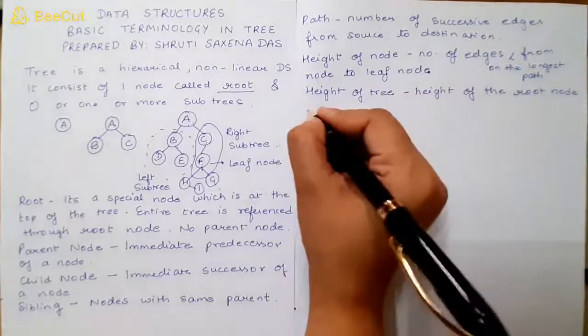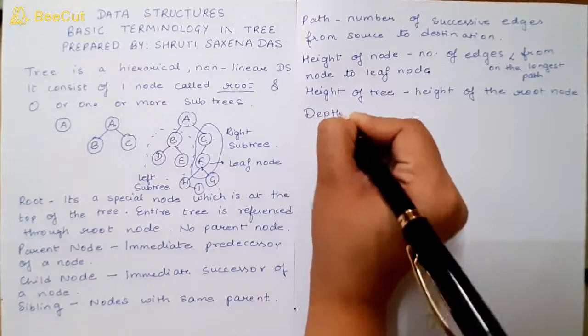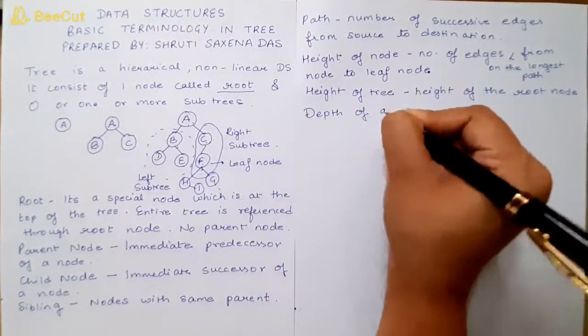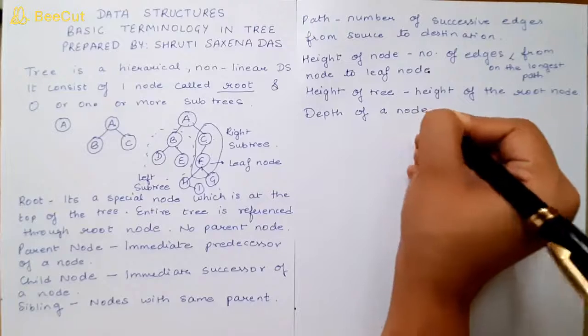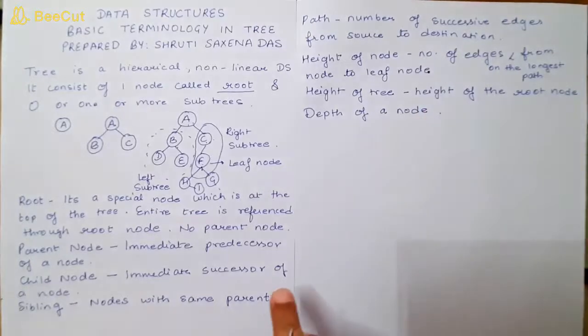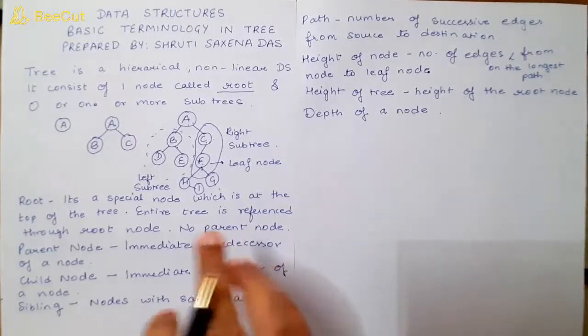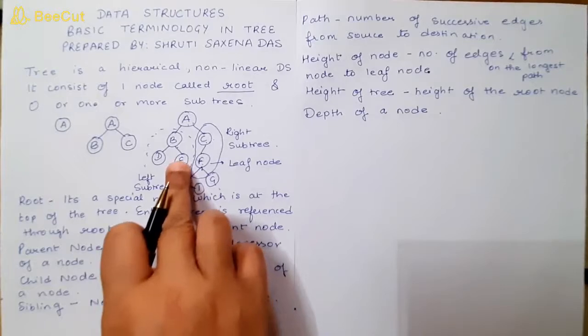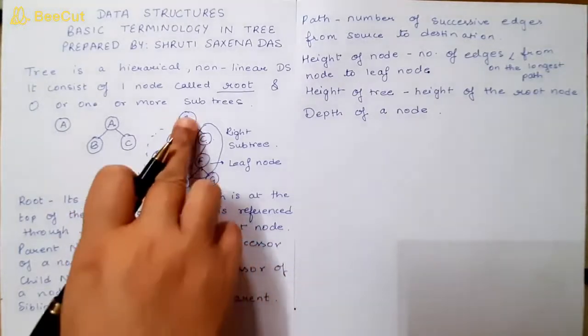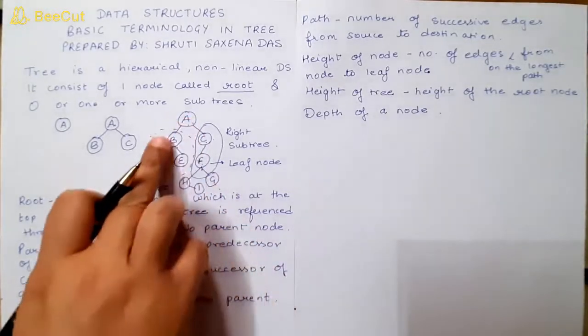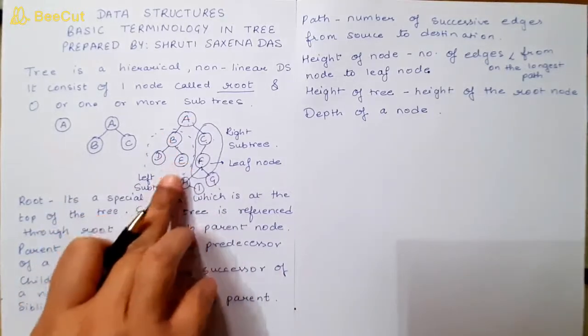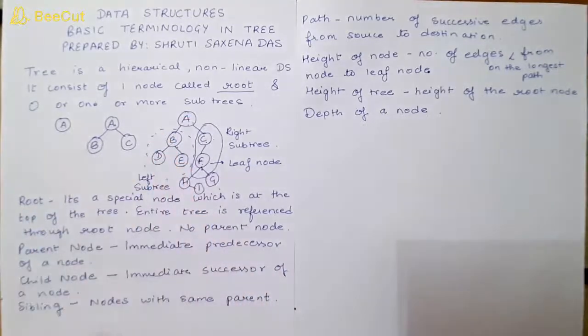Next, what is depth? Depth of a node. Depth of a node means how many edges exist between the root node and that particular node. Like suppose I want to see for E. Now for E, you can see from the root node how many edges there are. A to B is 1 edge, B to E is 2 edges. So the depth of E is 2.